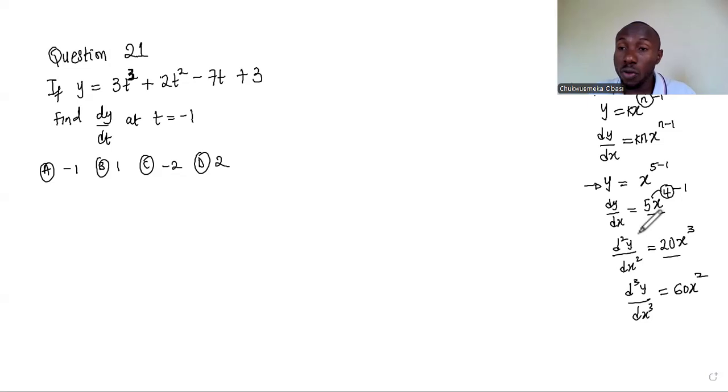So that is it. I know a lot of you have questions. Why is it d squared y? Why is it not dy squared over dx squared?